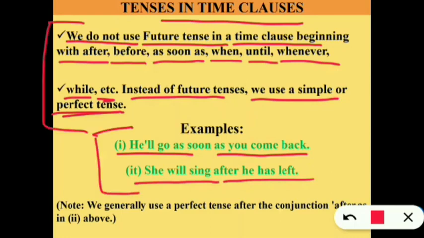Time clause beginning with after, before, as soon as, when, until, wherever, whenever, while, etc. Will not be used here. Instead of future tense, we use a simple or perfect tense. So this is a typical example.